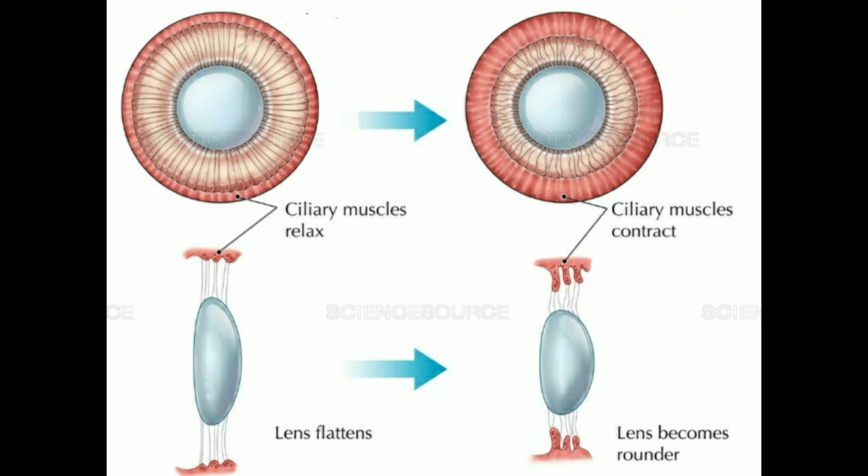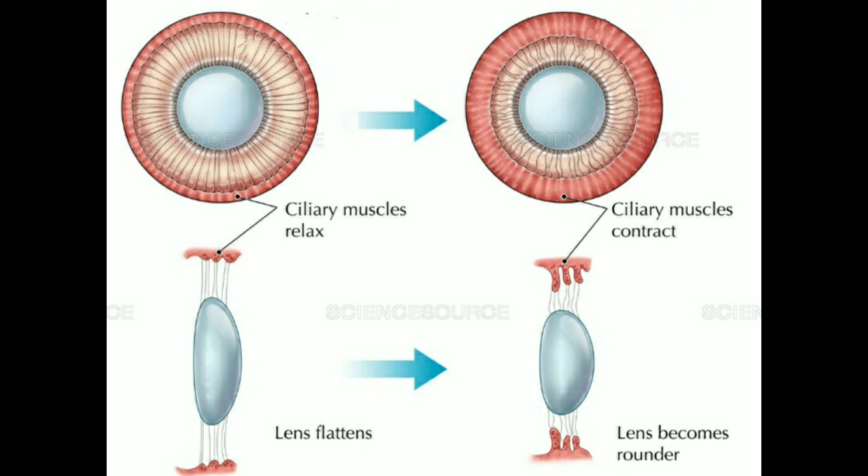When the eye has to view nearby object, the ciliary muscles contract and the eye lens becomes thick, which means the focal length of the eye lens decreases. Whereas when the eye has to view far away objects, the ciliary muscles relax and the eye lens becomes thin, which means the focal length of the eye lens increases.